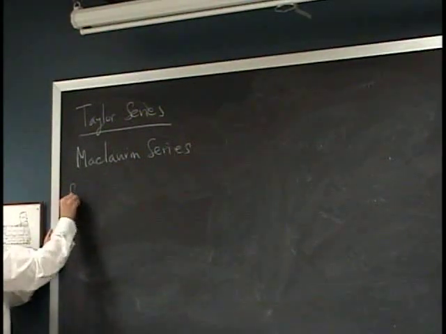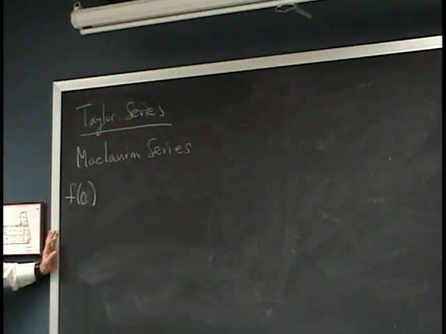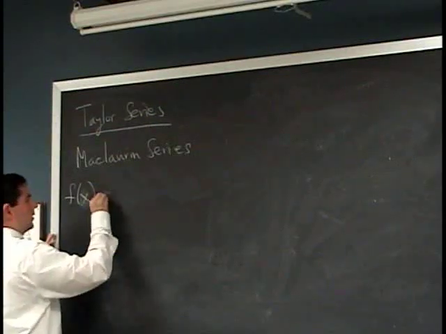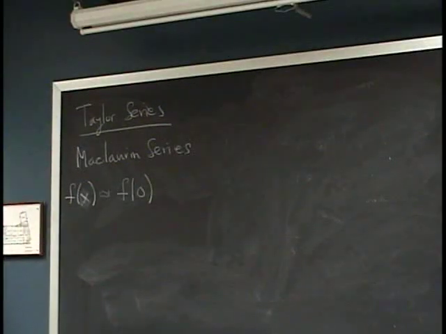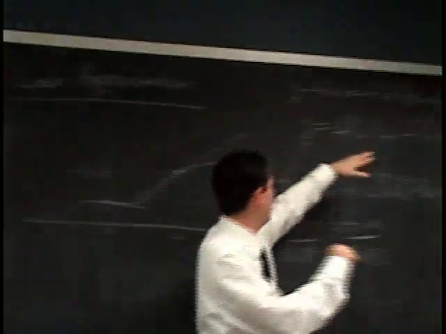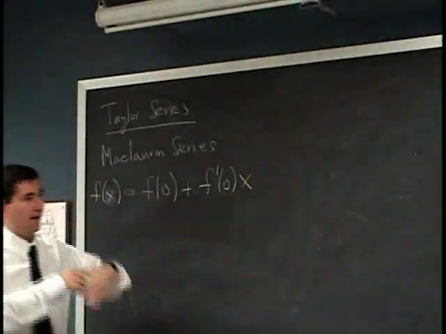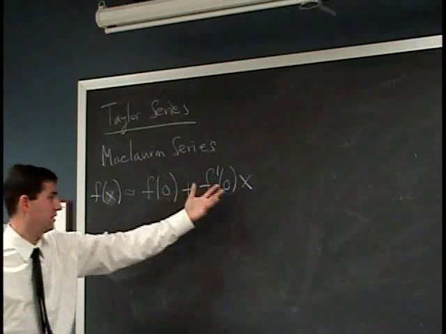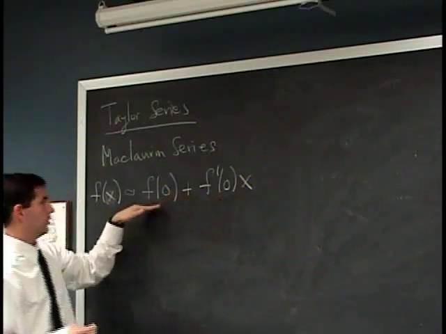So what we're going to say is that I can approximate my function f of x by writing down first, and I'm going to approximate it around 0, f of 0. And it's going to look just like the formula we had for linear approximation. So the next bit is going to be f prime of 0 times x. Notice I don't have to put x minus a because my a is 0. So I have f prime of 0 times x. So this would just be the linear approximation.